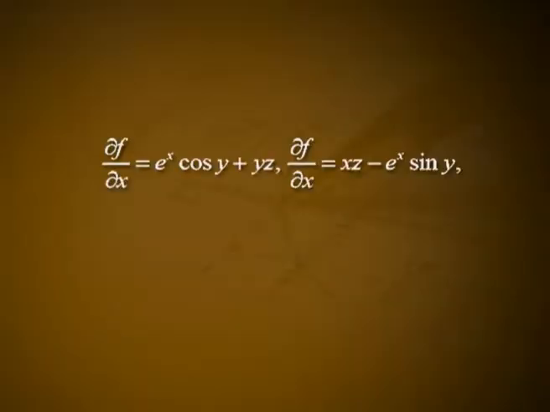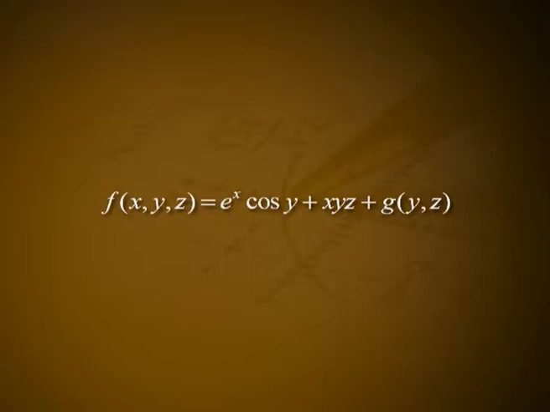∂f/∂x is equal to e^x cos y plus yz. ∂f/∂y is equal to xz minus e^x sin y. ∂f/∂z is equal to xy plus z, equation number 5. We integrate the first equation with respect to x holding y and z fixed and obtain the following. f of x y z is equal to e^x cos y plus xyz plus g of y z. We write the constant of integration as a function of y and z because its value may change if y and z change.